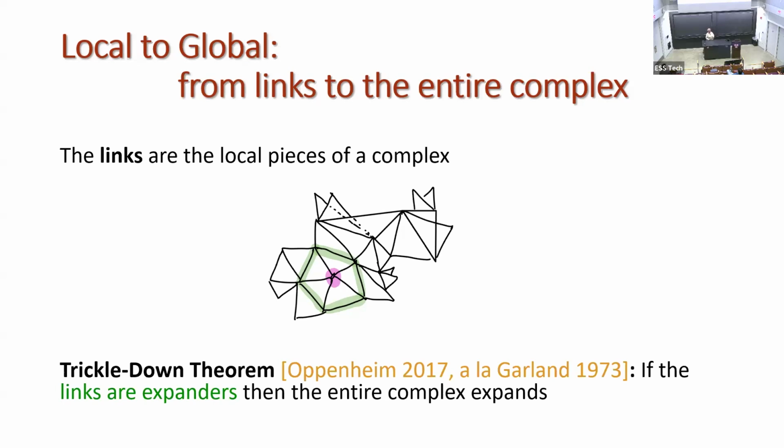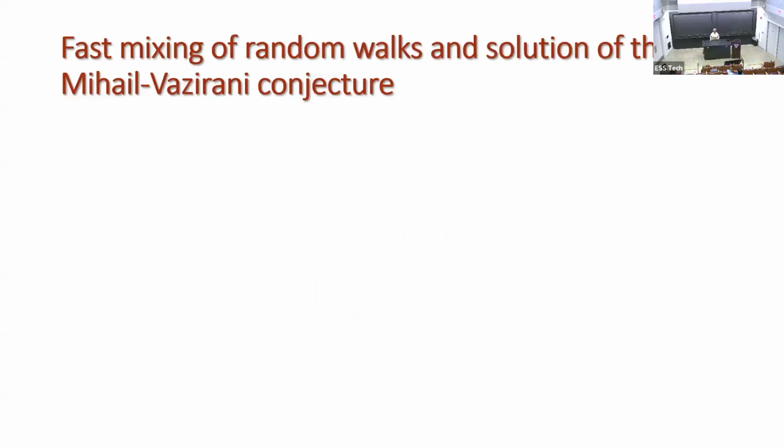For example, there is this theorem by Oppenheim, which is the trickle-down theorem. It says if every link is an expander, then the entire connected component is an expander. So it gives you a local condition for global expansion. That's one theorem that I think is very nice. And once you have this definition in your mind, you can also look at other objects and understand that you can analyze different objects using this framework.